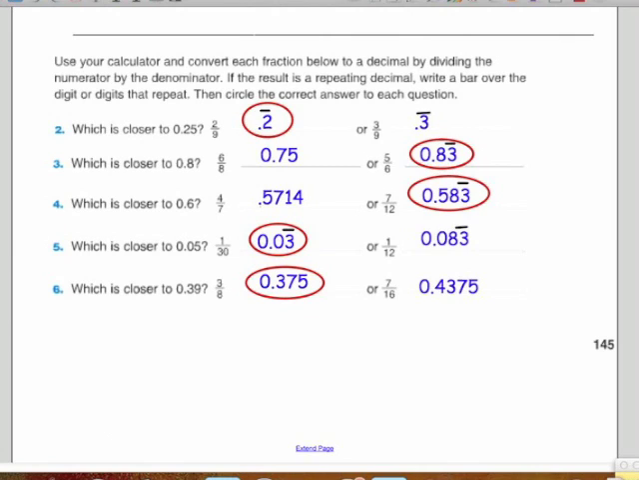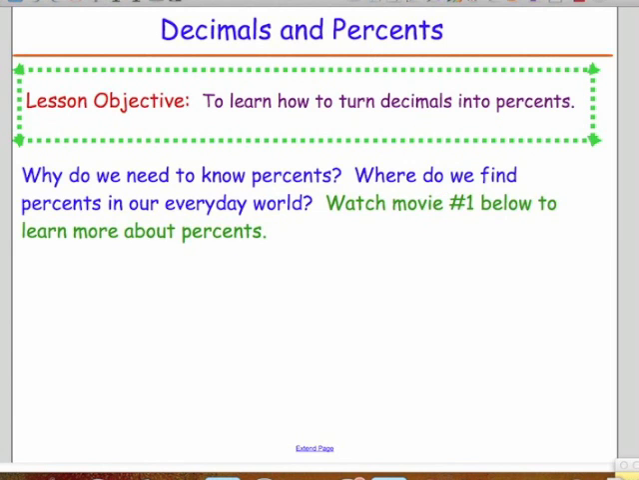All right, if you're ready to go on, we'll continue. If not, press pause. Today you're going to be talking about decimals and percents. Your lesson objective is to learn how to turn decimals into percents. First of all, let's talk about what a percent is. Why do we need to know percents, and where do we find those percents in our everyday world?